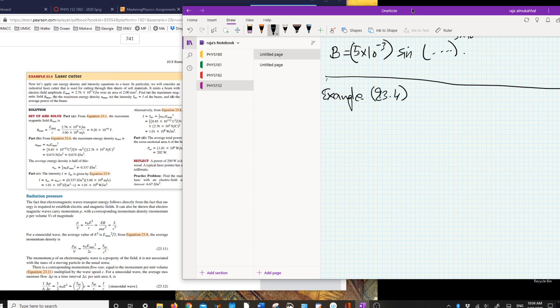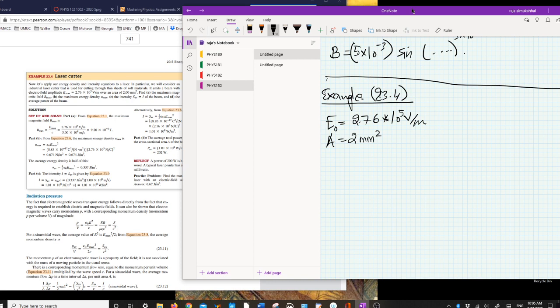23.4. I hope I'll get better soon. Okay, so we have here given to us that E naught is equal to 2.76 times 10 to the power of 5 volt per meter. This is the intensity of the laser beam. So you have this laser beam over an area big A equal to 2 millimeters squared. Find the maximum magnitude of the B field, that's B, and then the energy density and the intensity.